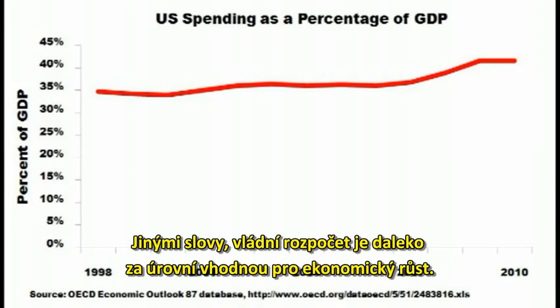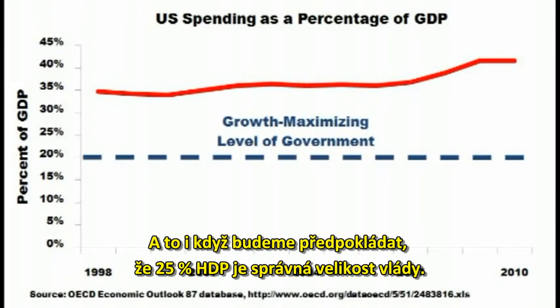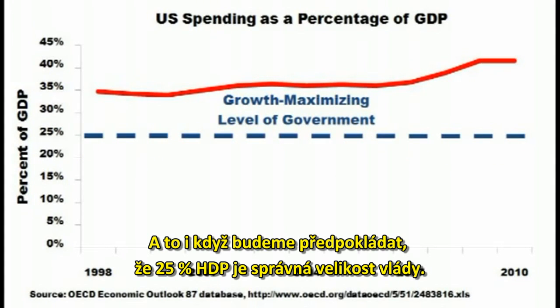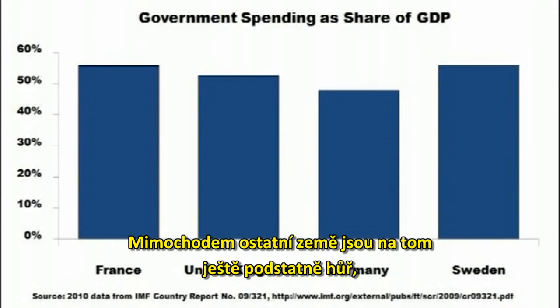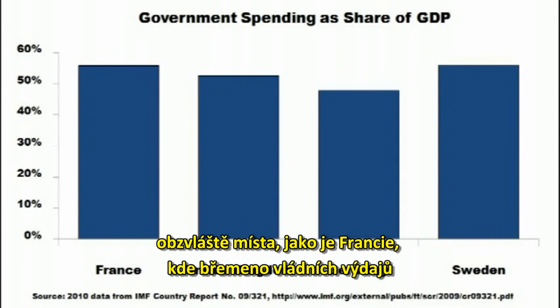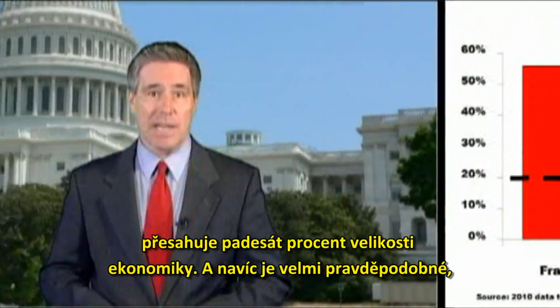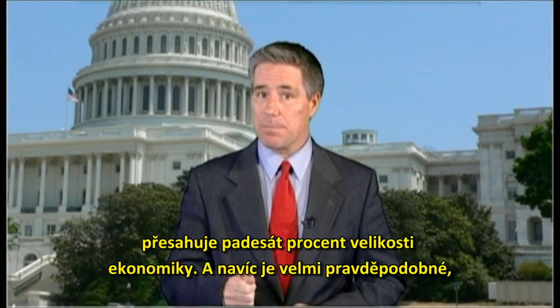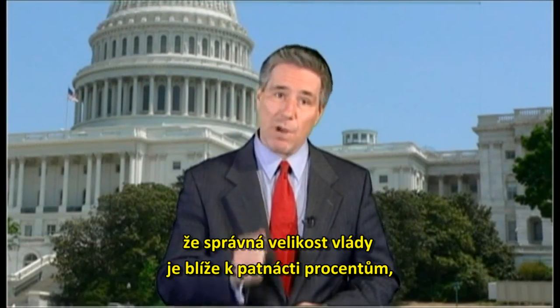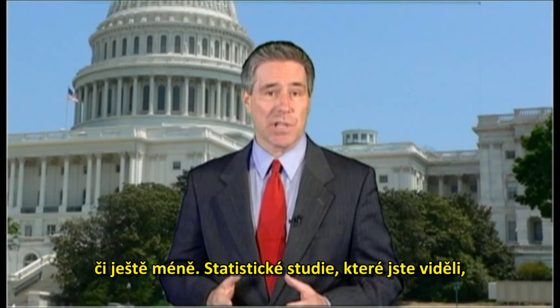In other words, the budget is way above the growth maximizing level, even if you assume that 25% of GDP is the right amount. And other nations, by the way, are in even bigger trouble, particularly places such as France, where the burden of government spending exceeds 50% of economic output. It is quite likely, by the way, that the right size of government is closer to 15% or even lower.